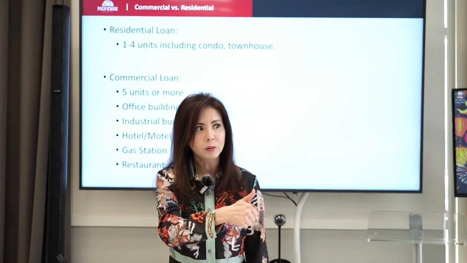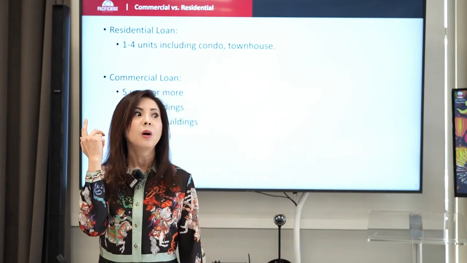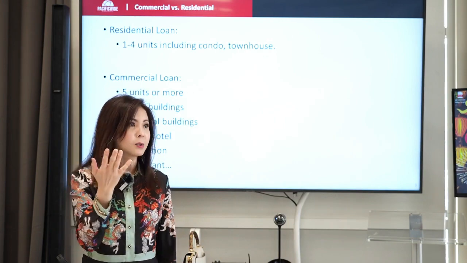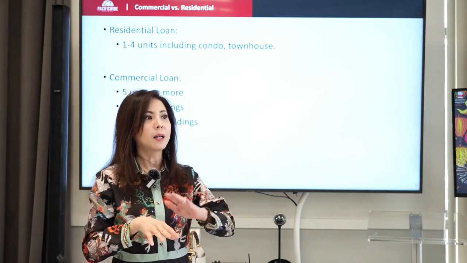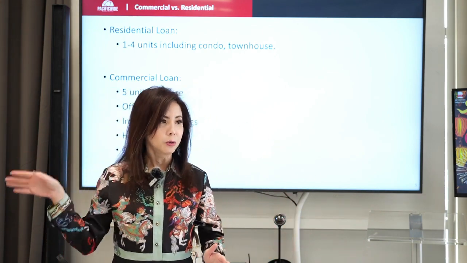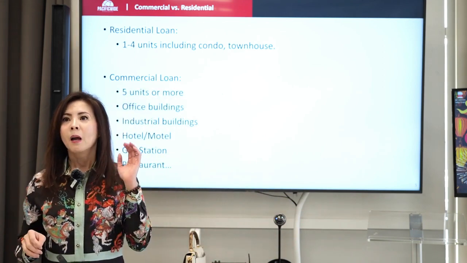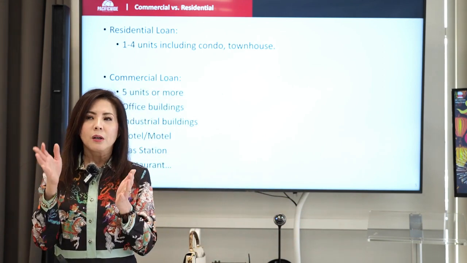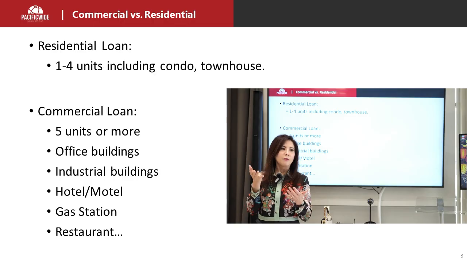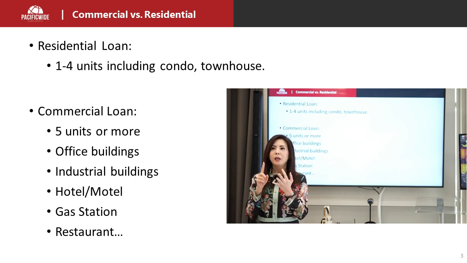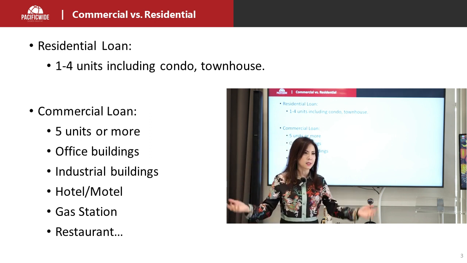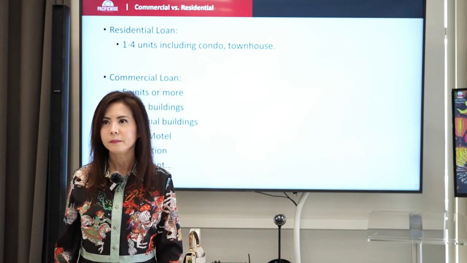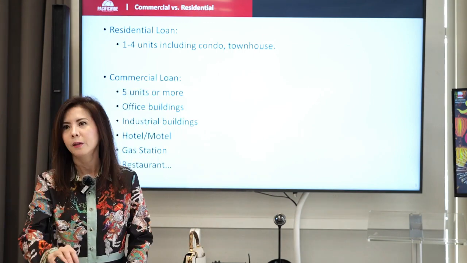Okay, so we can do HELOC loans, we can do mobile home loans, we can do 1 to 4 unit loans, and we can do 5 to 8 unit loans in the residential loan department. But if you have something like 9 units, 20 units, 100 units, go to Leon. Leon does commercial loans. Okay, this is just a definition, right? Commercial loans have 5 units or more, office building, industrial building, hotel, motel, gas station, restaurant. So anything that's not 1 to 4 units, that's commercial. Okay? Any questions? No questions? We can move on.